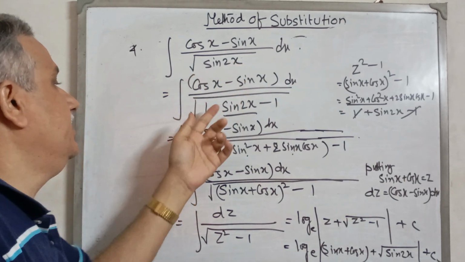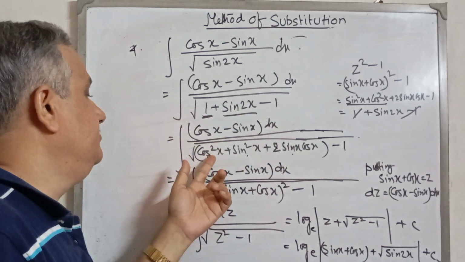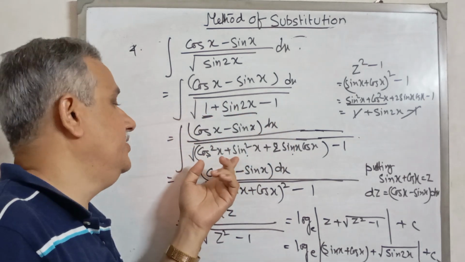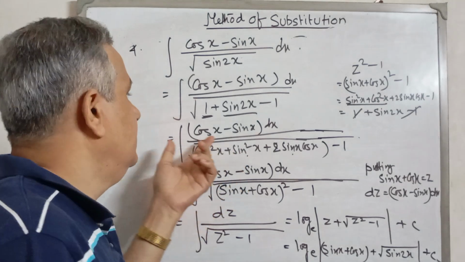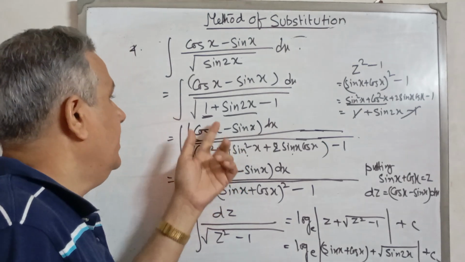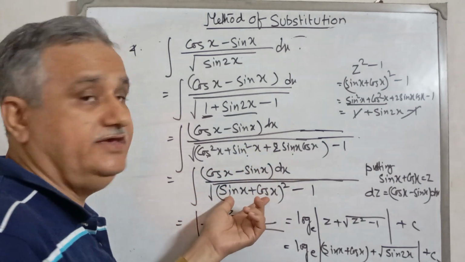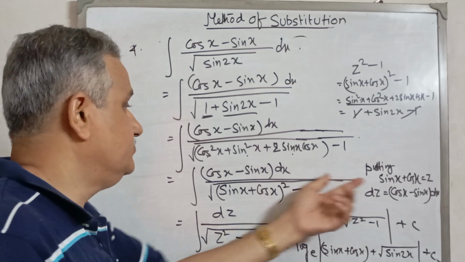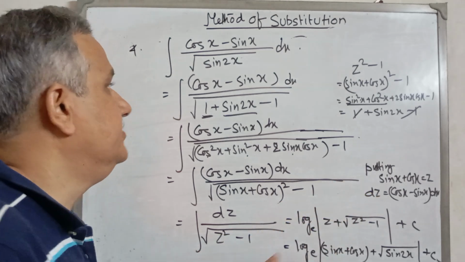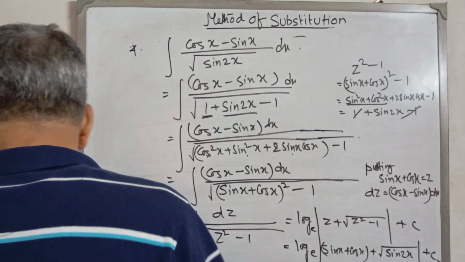This sin 2x we can write as 1 plus sin 2x minus 1. Now 1 can be replaced by cos square x plus sin square x, a very important basic formula of trigonometry. And now sin 2x is 2 sin x cos x. It becomes sin x plus cos x whole square minus 1. Putting sin x plus cos x as z, we simply get the answer. That is a very good, short but good problem.